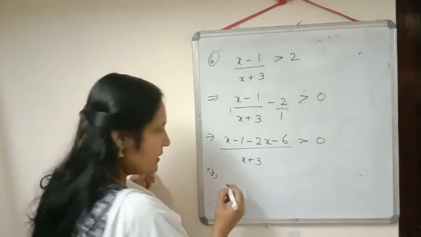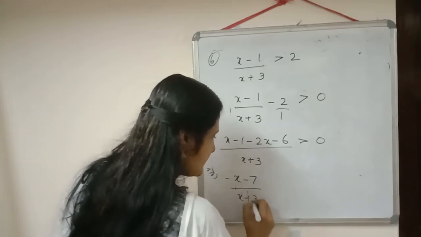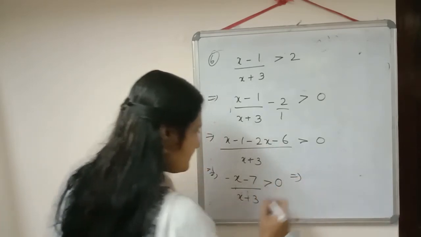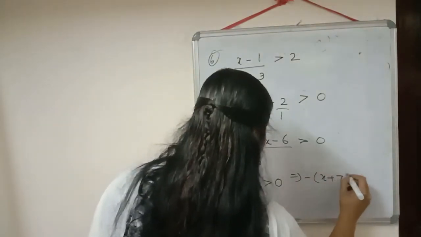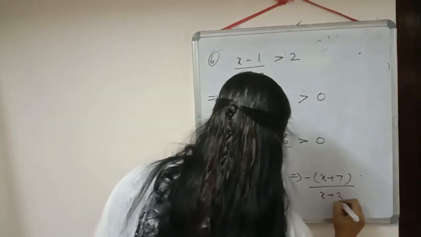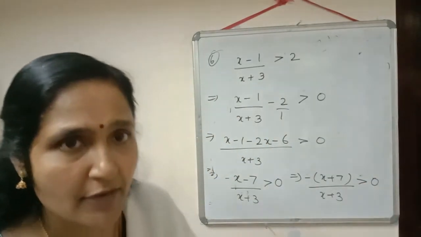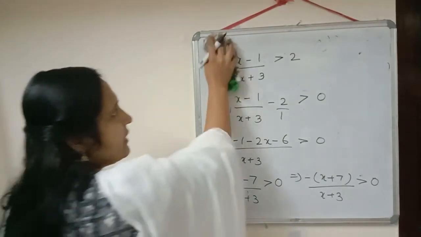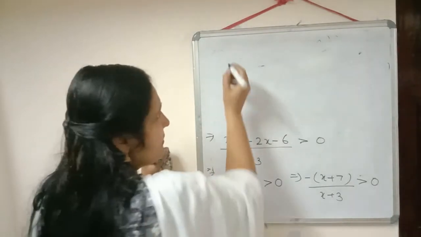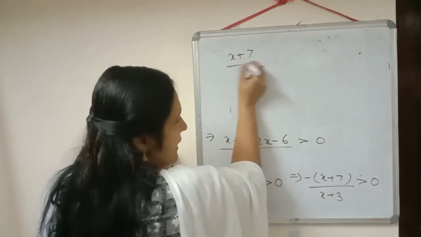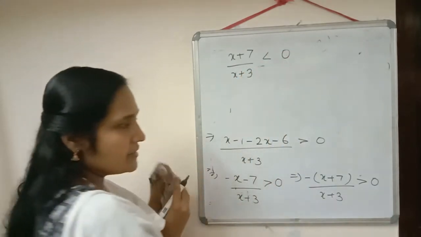x - 2x will be equal to -x, so (-x - 7)/(x + 3) > 0. The minus sign we can take common. Then inside the bracket it will come (x + 7)/(x + 3) > 0. When we shift that negative sign to the right-hand side, the sign of inequality will be changed. So we will get (x + 7)/(x + 3) < 0.